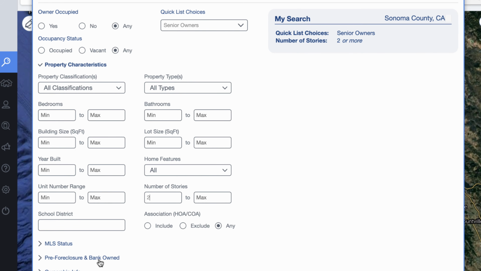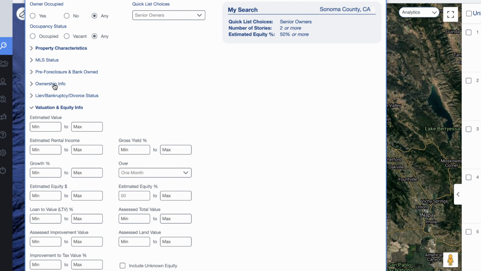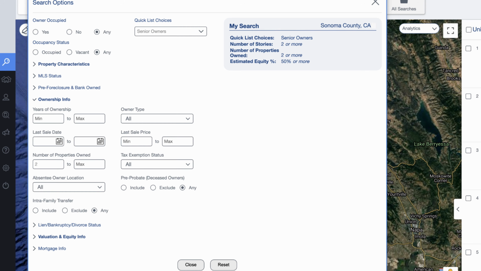I would probably go a bit further and try to find people that have higher equity and that kind of thing. And I might even go over here to ownership info and say, hey, we only want the people who own more than one property. So they've got 2 or more houses they could go to because, well, if somebody already has another house, it wouldn't be so difficult to sell one of those 2 houses because they have somewhere else to go.